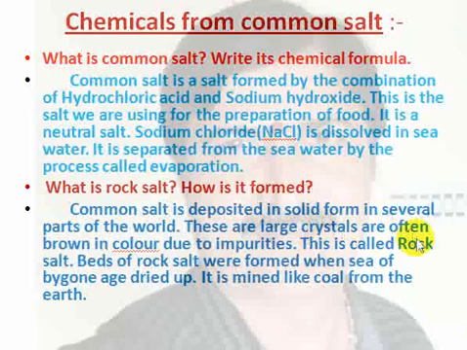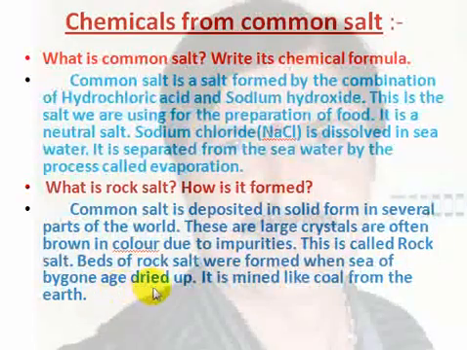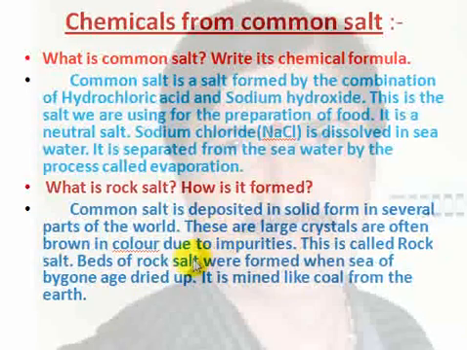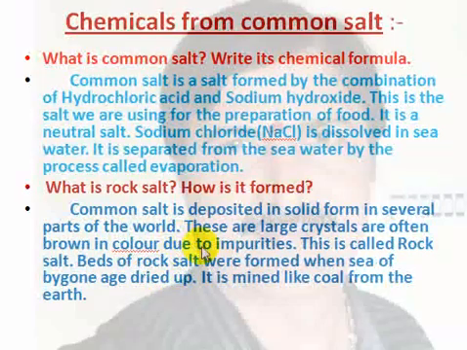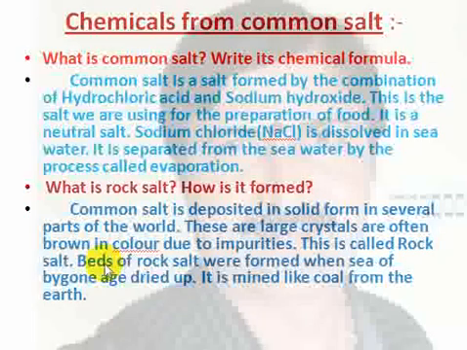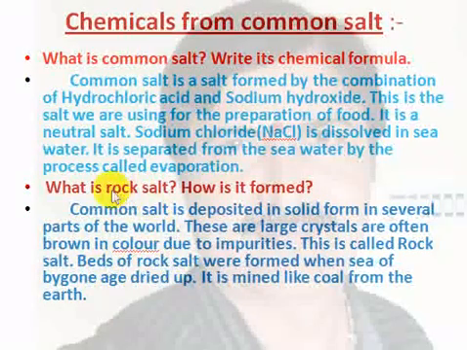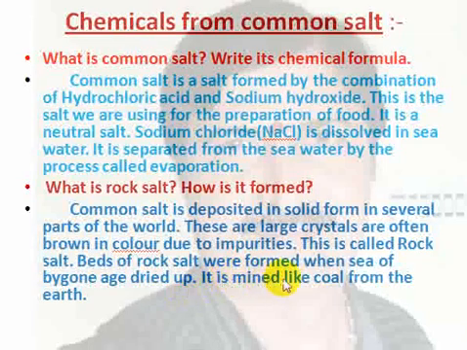So how is this rock salt formed? This rock salt is formed when the sea of bygone ages dried up. Due to continuous evaporation, if sea water evaporates, then the salt that is present in the water remains in the form of a rock bed, so that is called rock salt. It can be mined like coal from the earth.